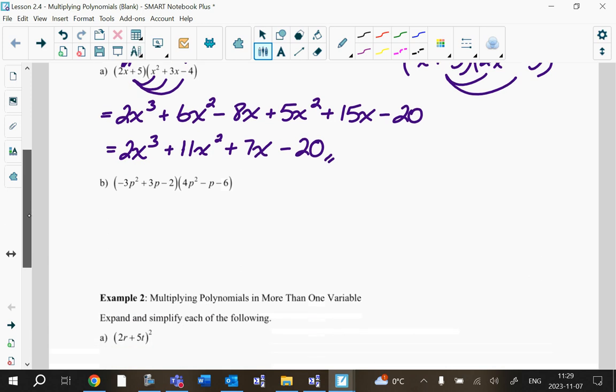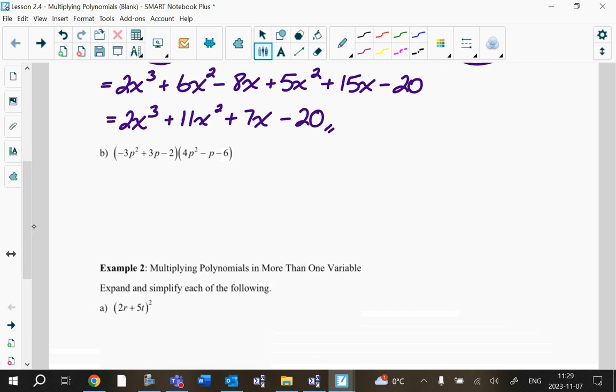How many multiplications here? 9. I've got to take the negative 3p squared multiplied by everything in the second trinomial. Then I've got to do 3p and run it through everything in the second trinomial. And then I got to do negative 2 and run it through everything in the second.